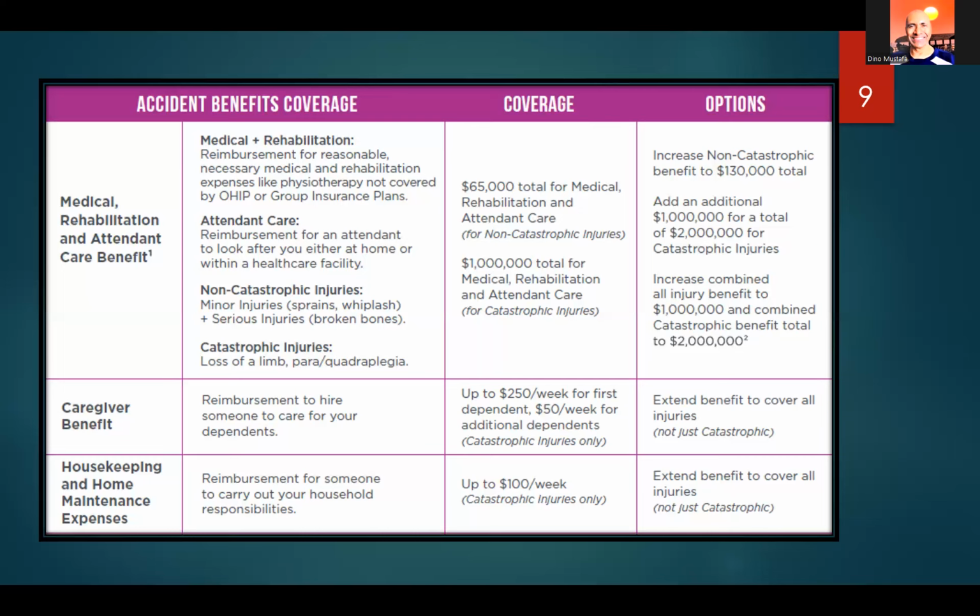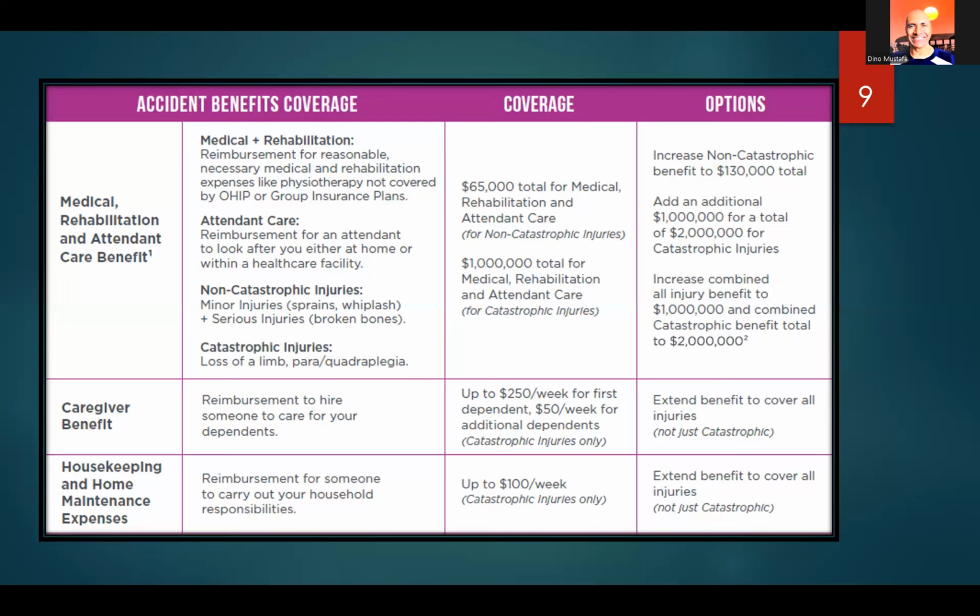Now, what are they talking about with this add an additional 1 million for total, all this confusion there? What customers can do is combine the non-catastrophic and catastrophic together. When they combine, Aviva, for example, calls that coverage all injury coverage, all injuries. That's the term they use. I like that. So when you combine non-catastrophic and catastrophic, you get 1 million for non-catastrophic and you get 2 million for catastrophic, for a total of $3 million coverage.